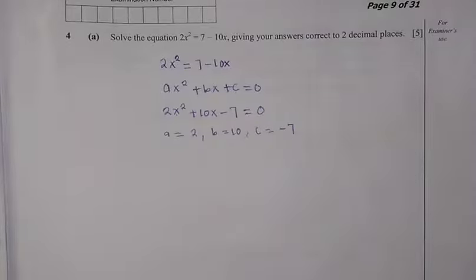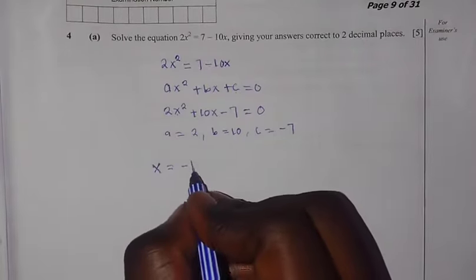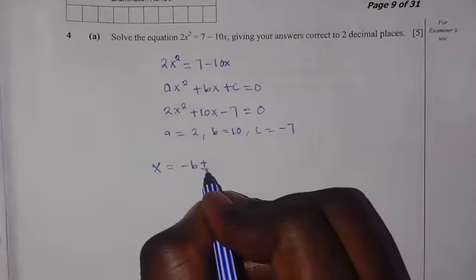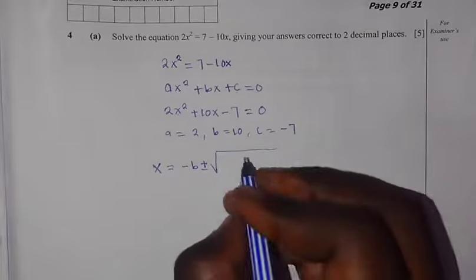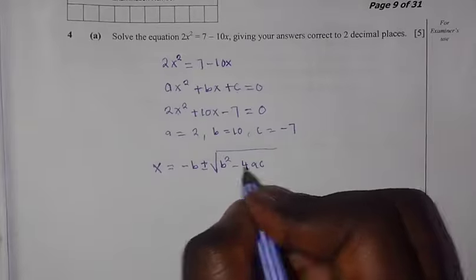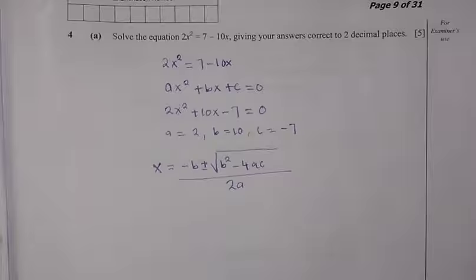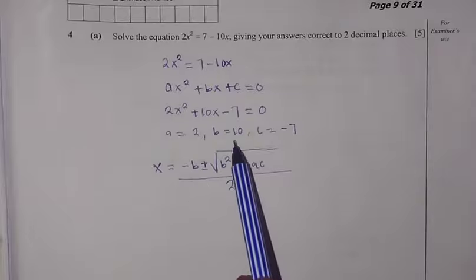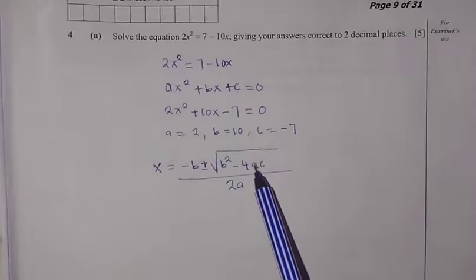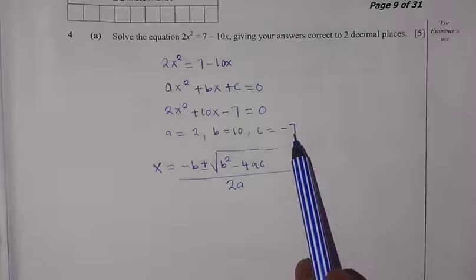Then here we are going to use the quadratic formula. So the quadratic formula is x is equal to negative b plus or minus the square root of b squared minus 4ac over 2a. So here, where you have b, you substitute a 10. Where you have a, you substitute a 2. Where you have c, you substitute a negative 7.